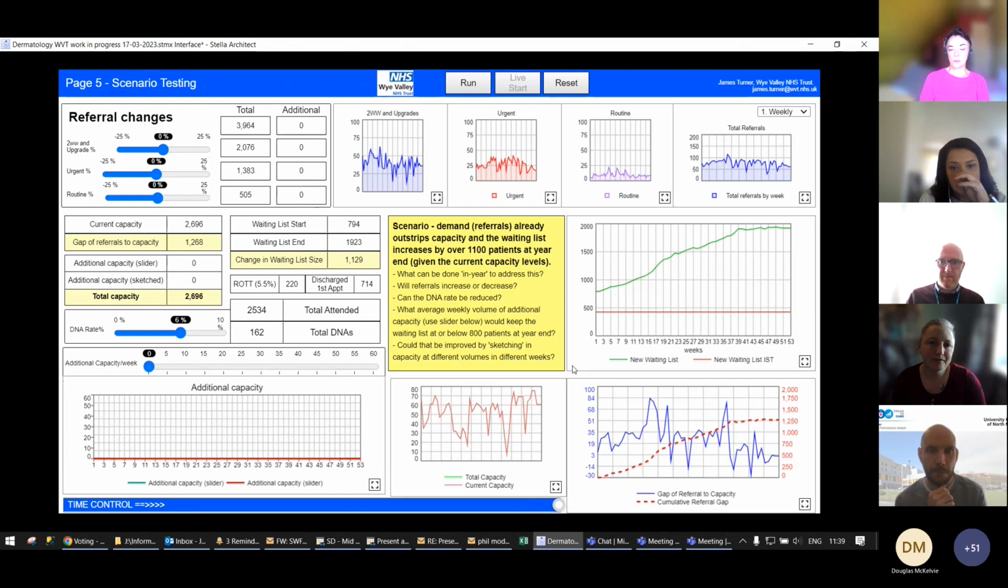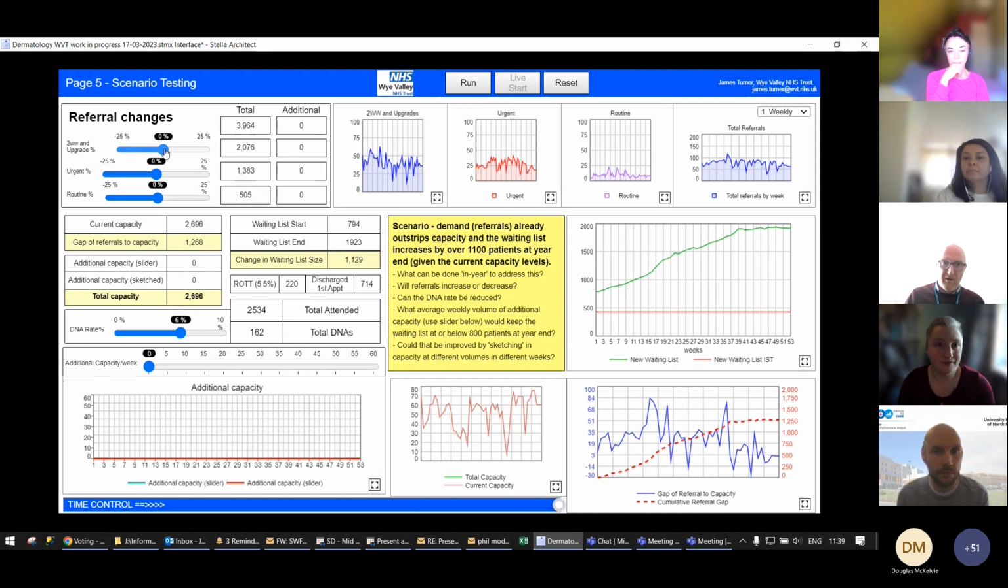So this effectively is the final screen that I want you to look at. I might just take you through it. We have the top section, or the top third, let's say, which is all about referrals, how many we get in, and helps us perform what-if scenarios. What happens if referrals increase in 2-week wait and upgrade referrals? What happens if referrals increase or decrease within urgent referrals or within routine referrals?